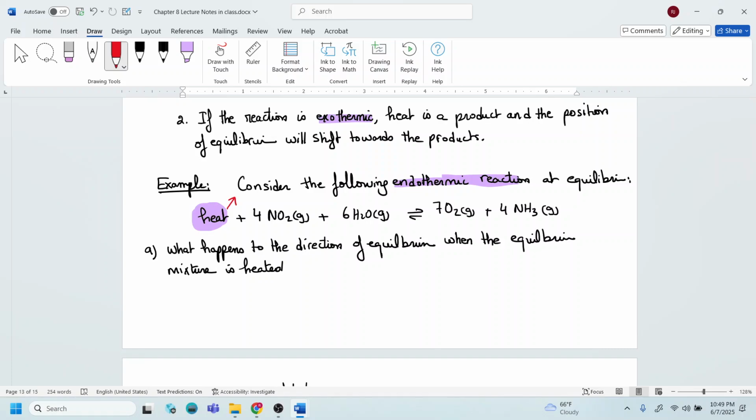The heat is in the reactants, so I want you to put your hands together, raise your left hand. So if you raise your left hand, the equilibrium position will shift towards the right, just to use the extra heat that you added up, okay? So the equilibrium position is going to shift towards the right, just to use up the added heat.